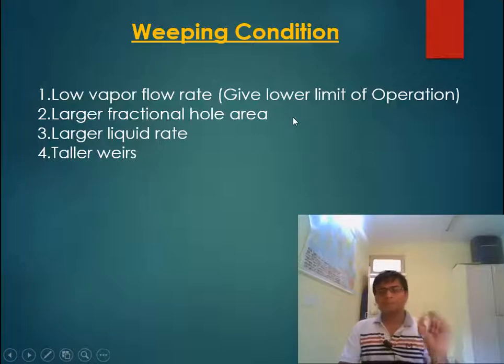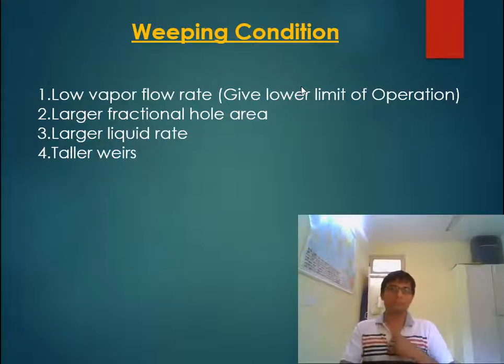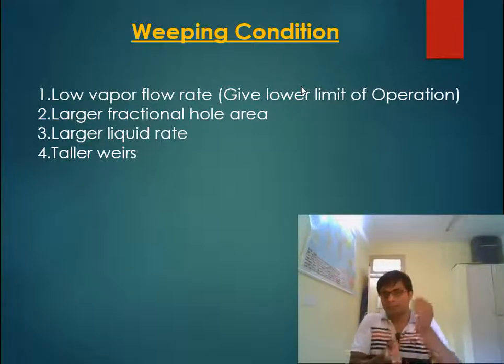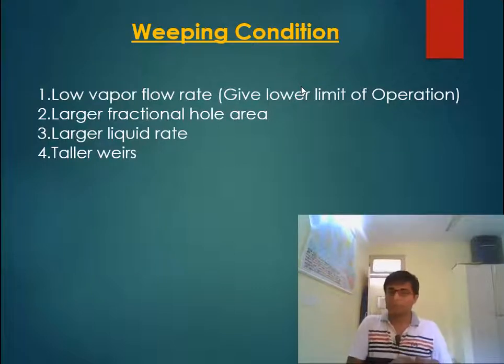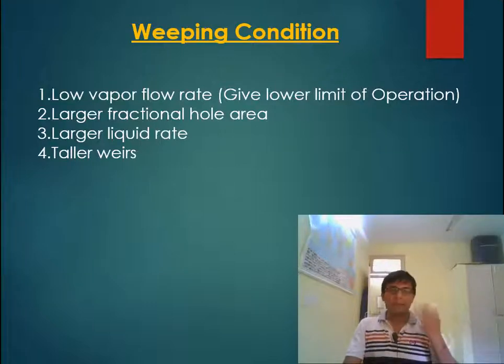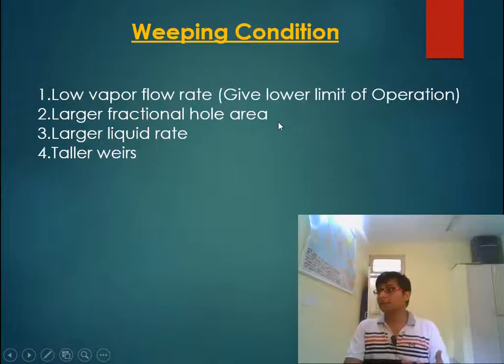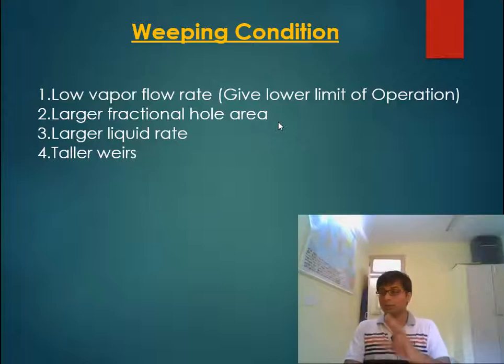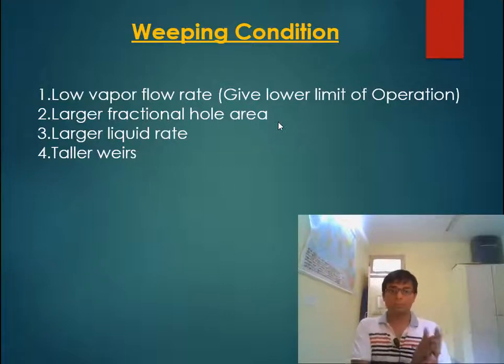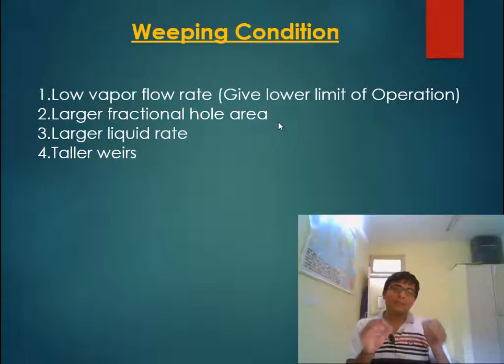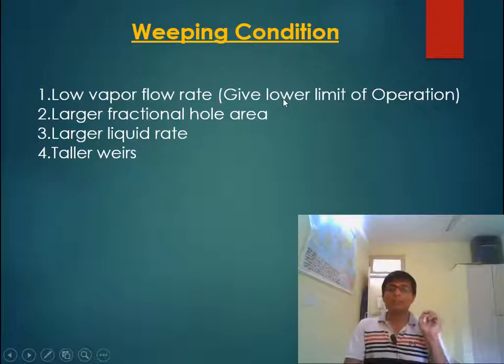So weeping will take place when dry tray pressure drop becomes lower. Dry tray pressure drop is basically proportional to the vapor velocity. So when vapor flow rate reduces, weeping may take place. Similarly, if vapor flow rate to the tower is the same but the fractional hole area increases, in that case also vapor velocity through the orifice reduces and the dry tray pressure drop reduces. So based on this, we can define the lower limit of operation.